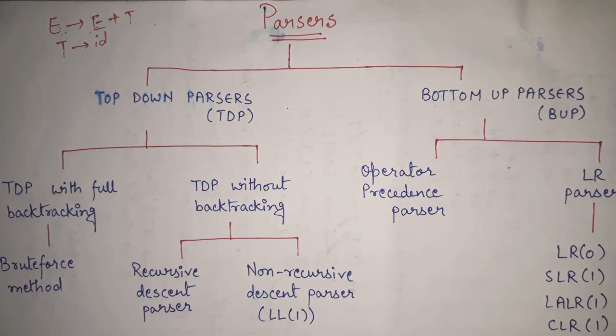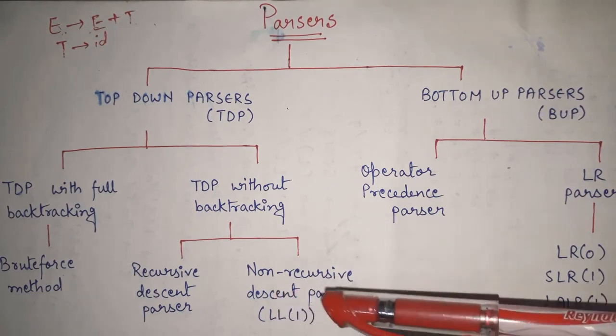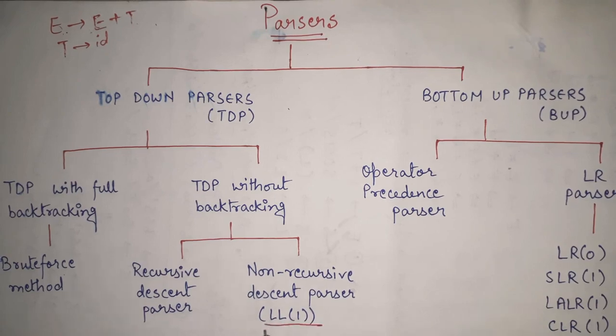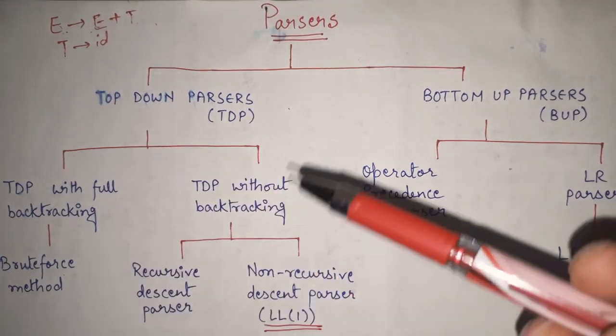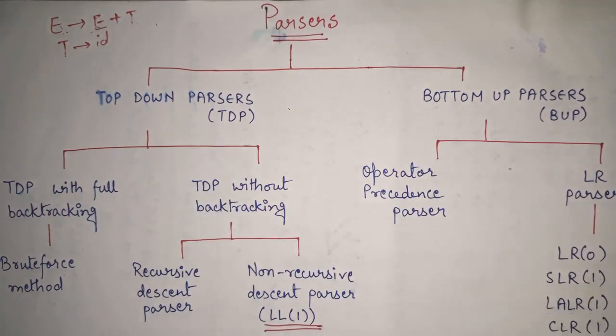Fine. Now the second type is the non-recursive descent parser. This non-recursive descent parser is one of the important parsers. It is also known as the LL1 table, LL1 parser. This LL1 parser is one of the most important among all these top-down parsers.